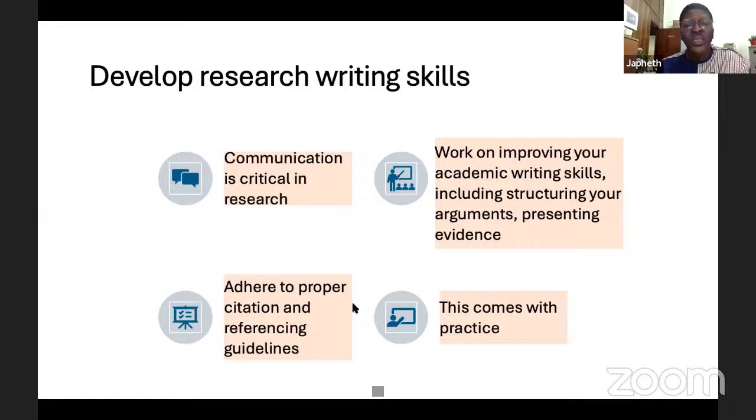Again, I'm emphasizing that these things come with practice. Then we'll be able to develop our writing skills very well.